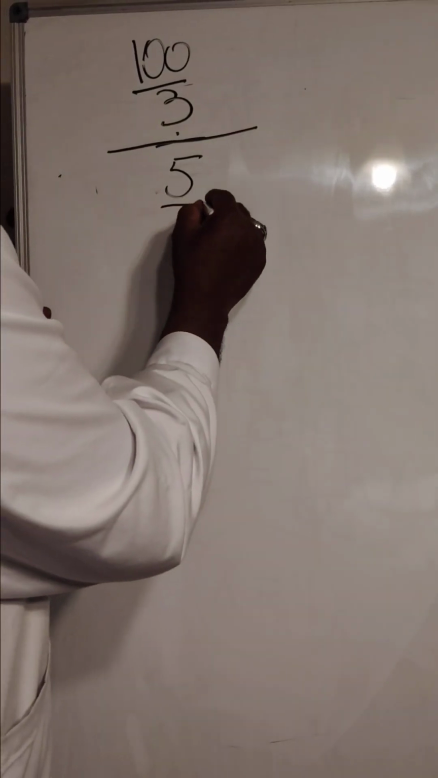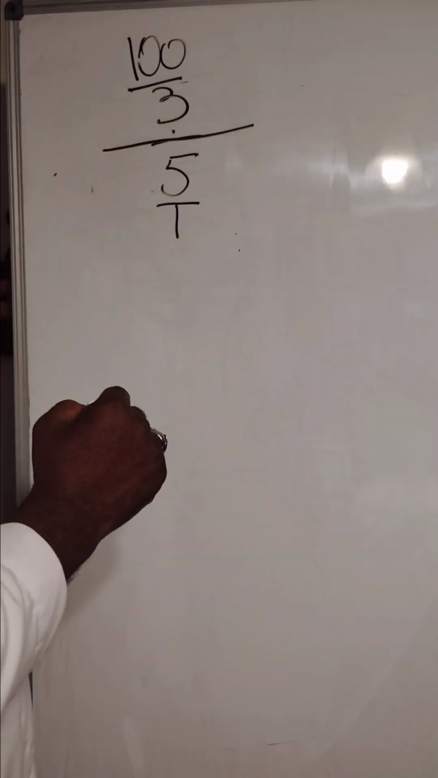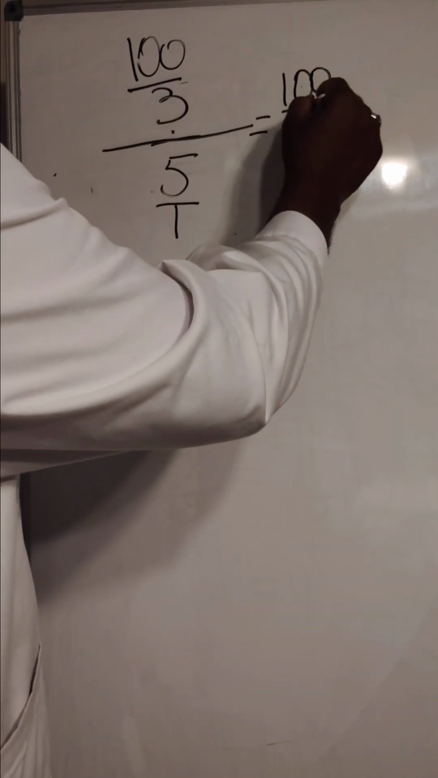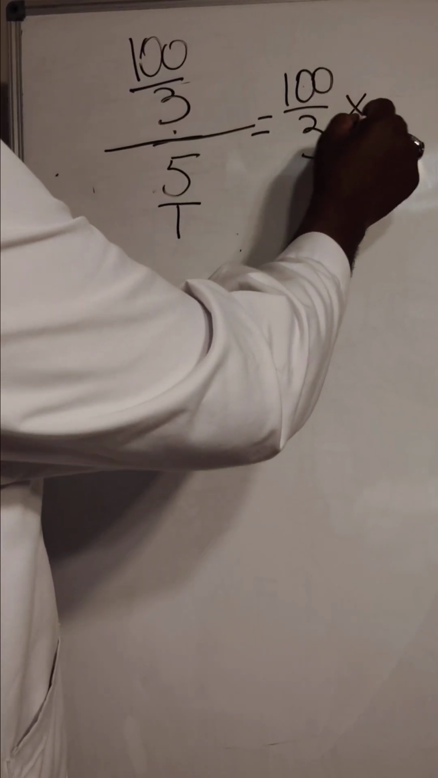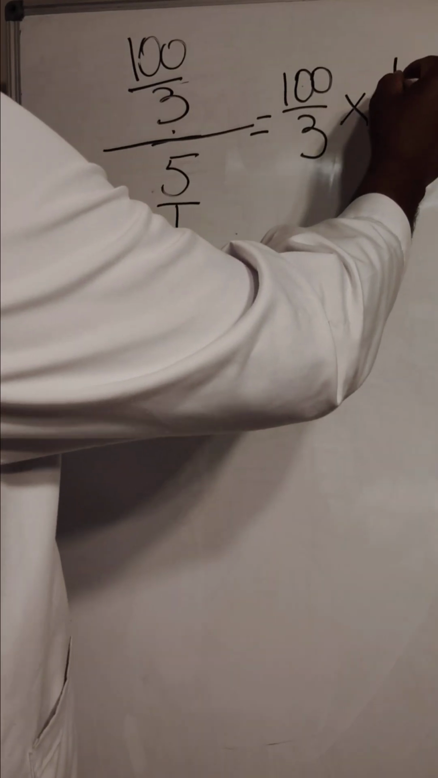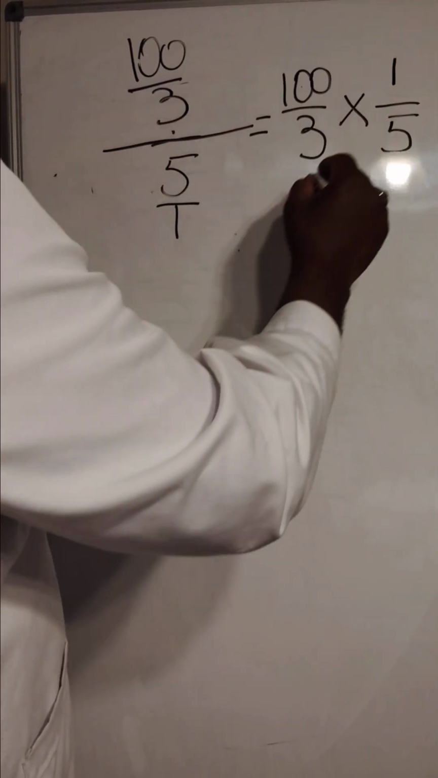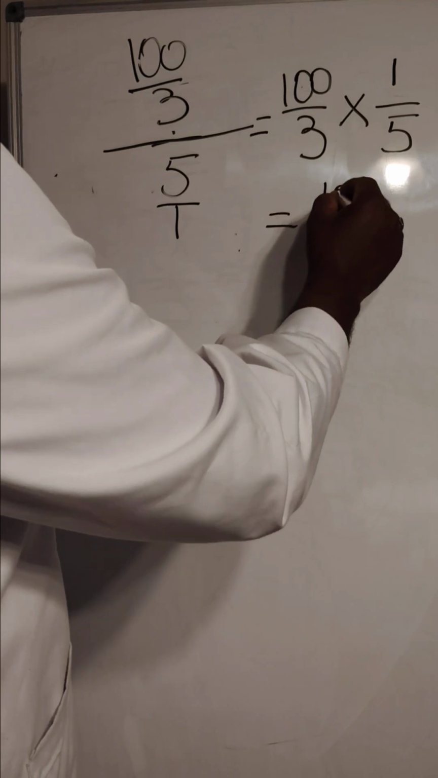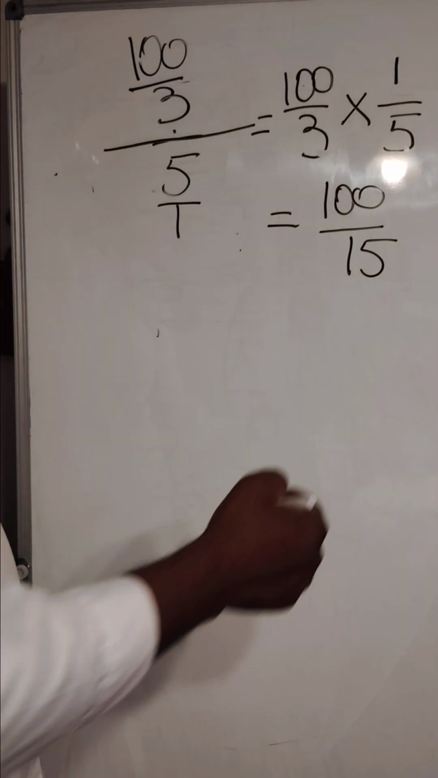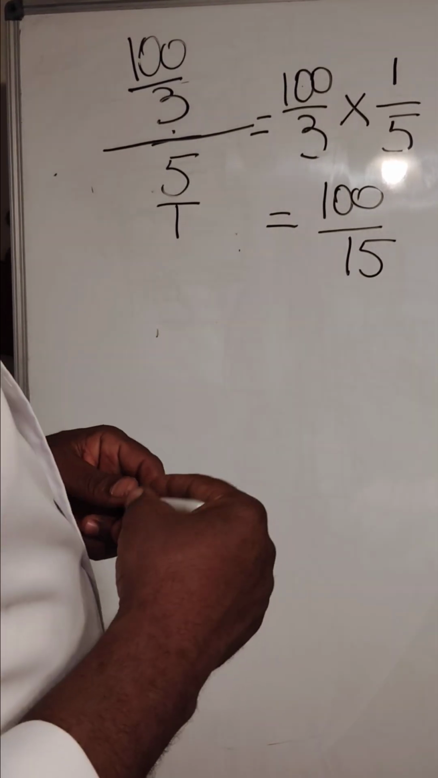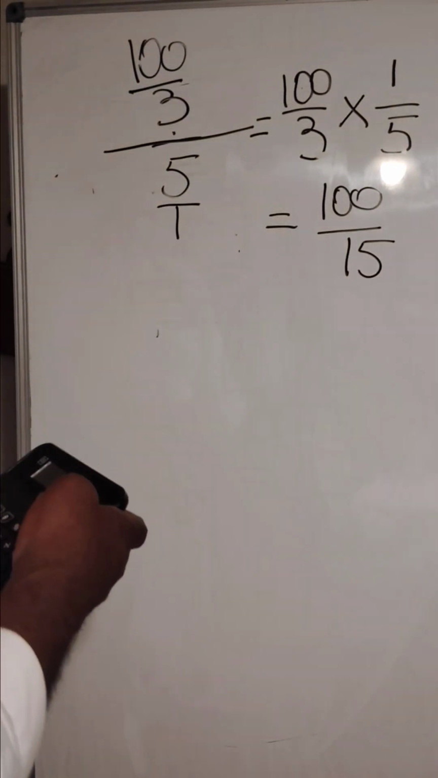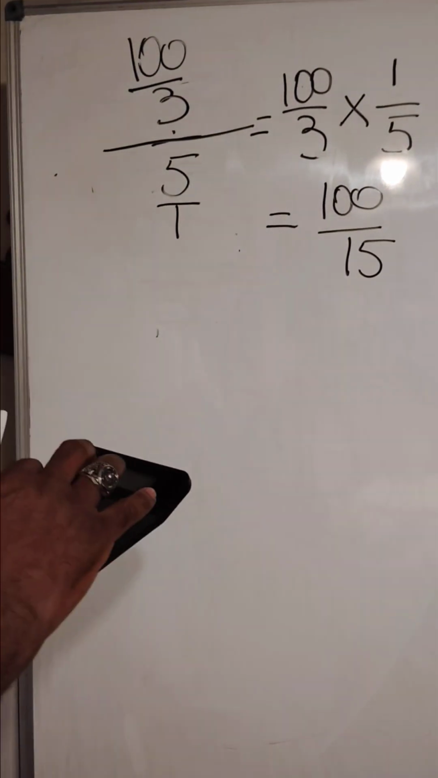Once again, you can make this a fraction by dividing 5 by 1. So you're going to have the first fraction, which is 100 over 3, multiplied by the second fraction, but you have to flip it. So when you flip that, 1 goes over there, then you've got 5 over there. So now you're going to have 100 over 15. 3 times 5, 15. What kind of fraction is this? This one here is an improper fraction. So we have to convert that to a mixed number.